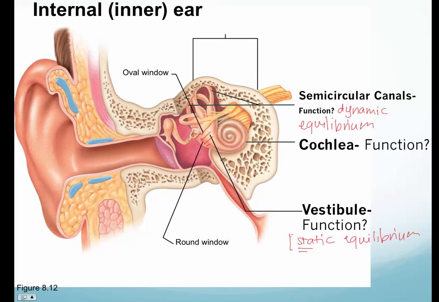So these are for more fast-paced movements, angular movements. When you go on that roller coaster ride, where's your orientation? And then finally we have the cochlea, and the function of this is for hearing.